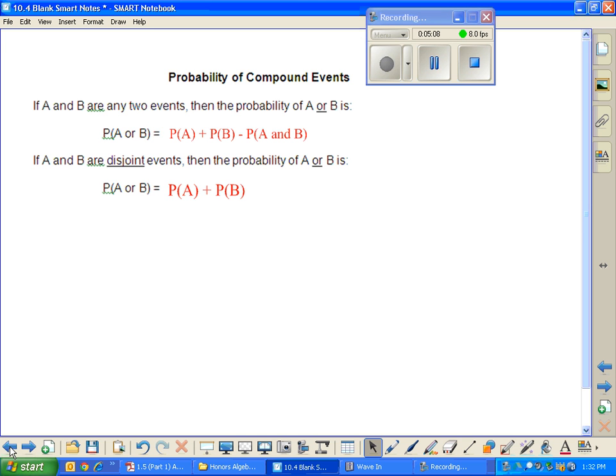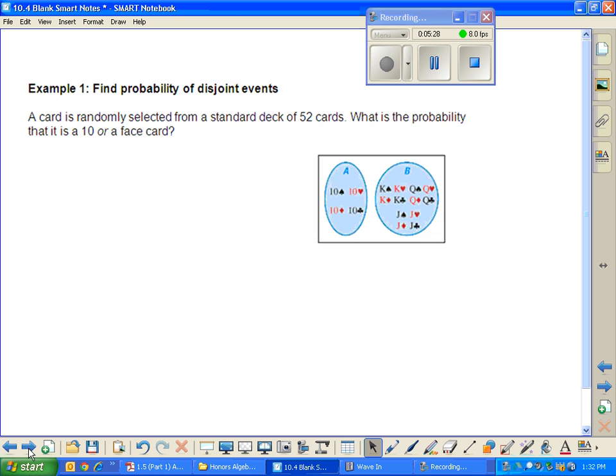Yeah, we don't need to subtract the overlap because they don't overlap. The probability of A and the probability of B, that's good. That's going to get A or B, and there's nothing we counted twice there because they don't overlap at all. Very good. All right, are we okay with these formulas? If we are okay, we are going to do an example. All right, find the probability of the disjoint event.